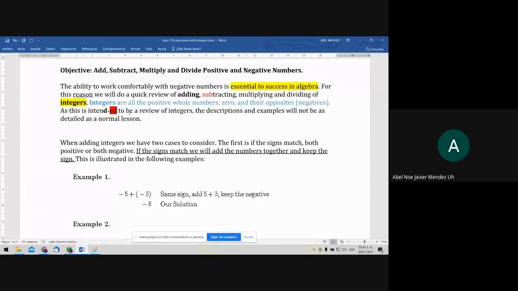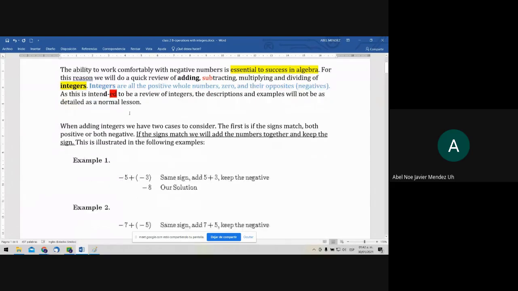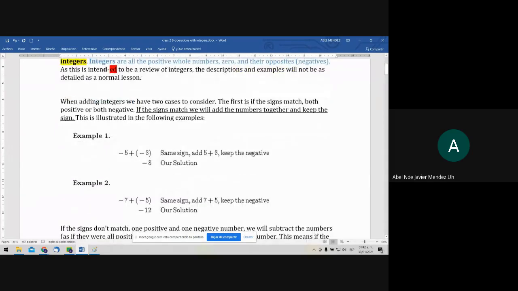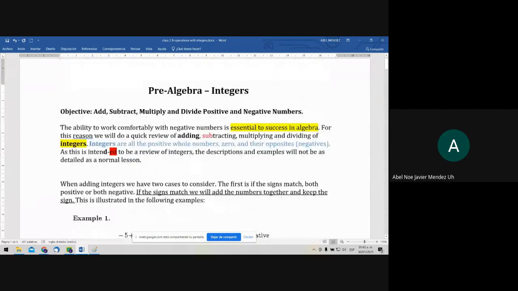As this is intended to be a review of integers, the descriptions and examples will not be as detailed as a normal list, okay? This is only a review. I know that you know how to do this operation, okay? This is only a review because it's essential to success in algebra. This is the basics, okay? It's essential.